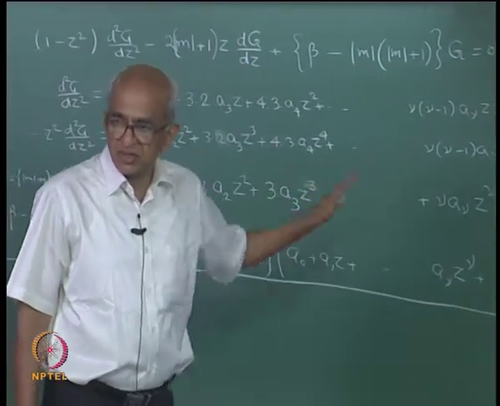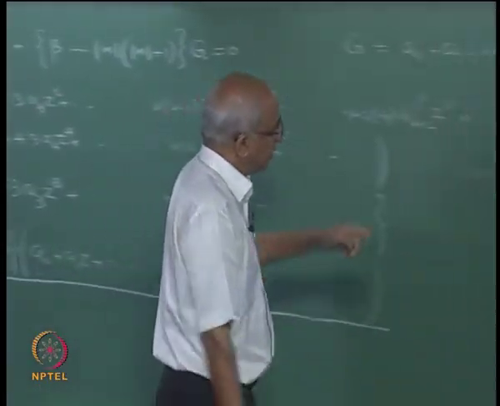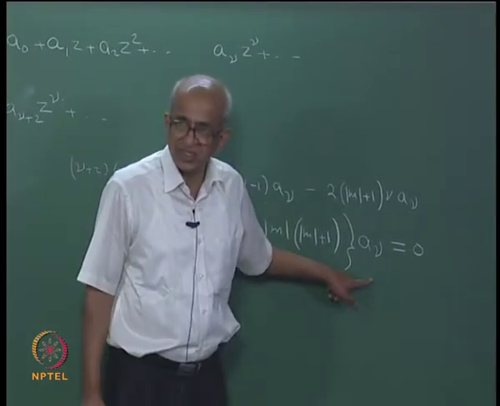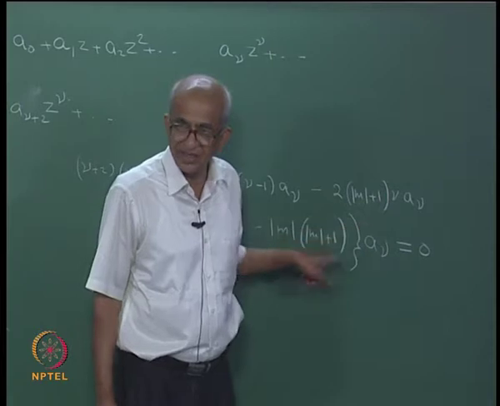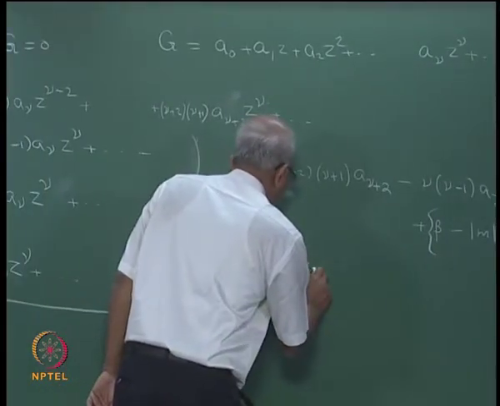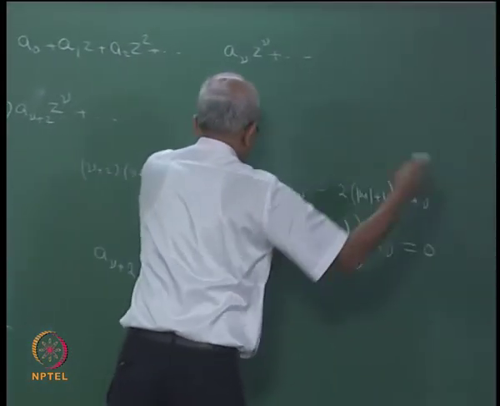Right. This is the relationship that I get. You will realize that this is a relationship which is going to give me A nu plus 2 in terms of A nu. So, it is a recursion relation, and I can rearrange this. How will I rearrange this? I shall write this as A nu plus 2 is equal to, these terms I will take to the right hand side.